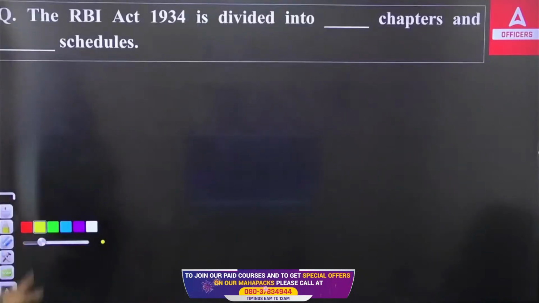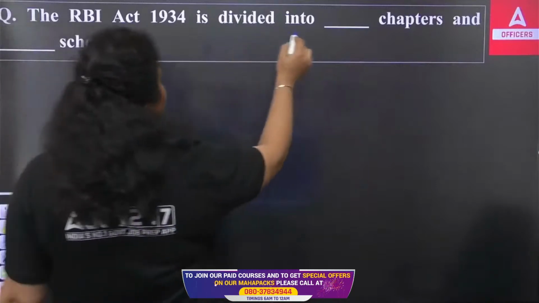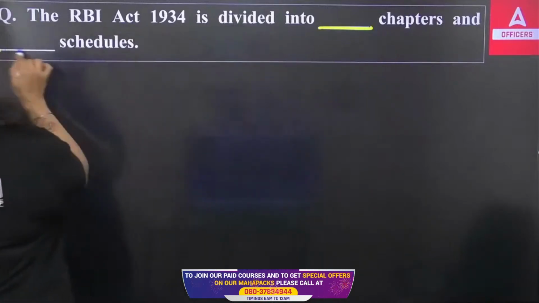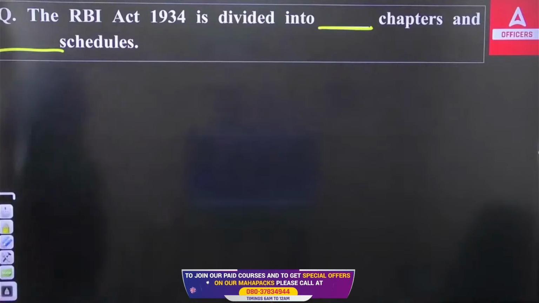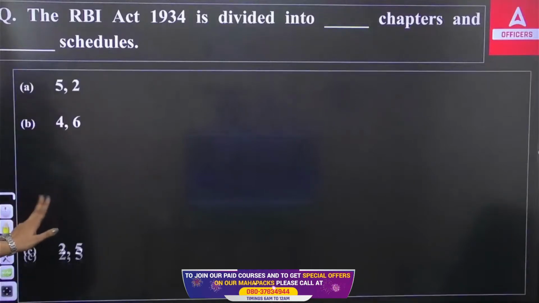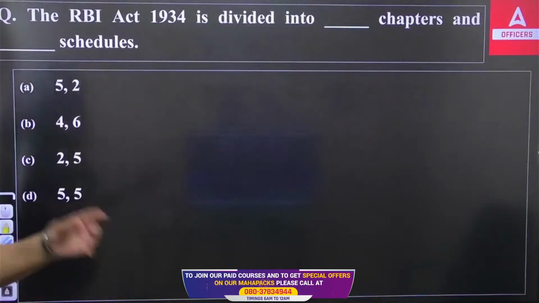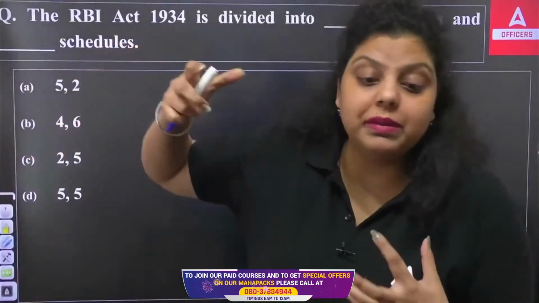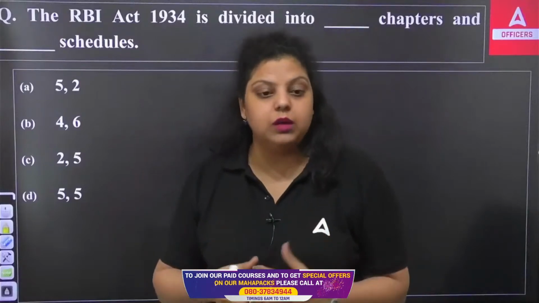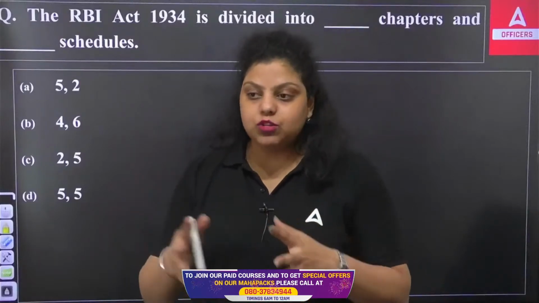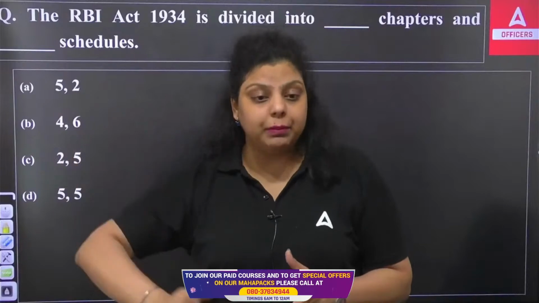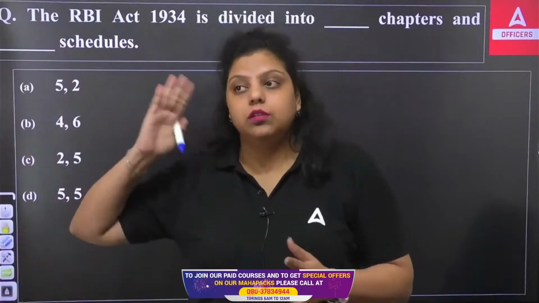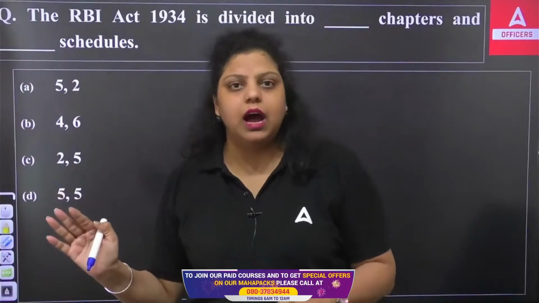Now, next we have: the RBI Act 1934 is divided into dash chapters and dash schedules. So, when we talk about the RBI Act 1934, it is simply dash chapters and dash schedules. The RBI Act was introduced to establish RBI. What functions RBI should have, how RBI will work, what rules and regulations RBI has to follow, the Central Board of Directors, the management, the capital, then the functions of the RBI, everything is defined under the RBI Act, right?